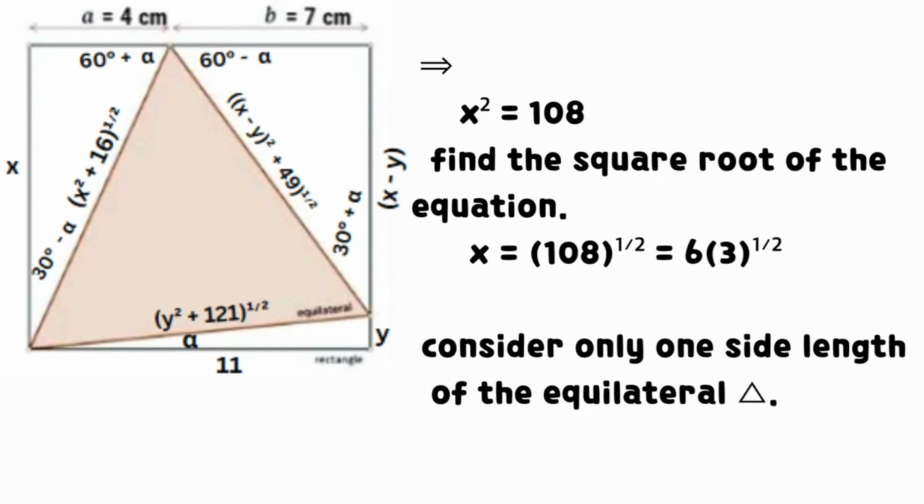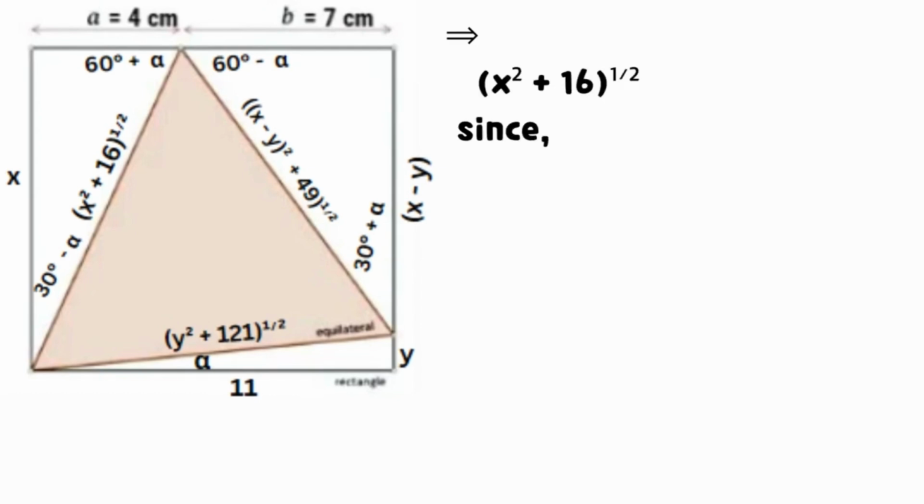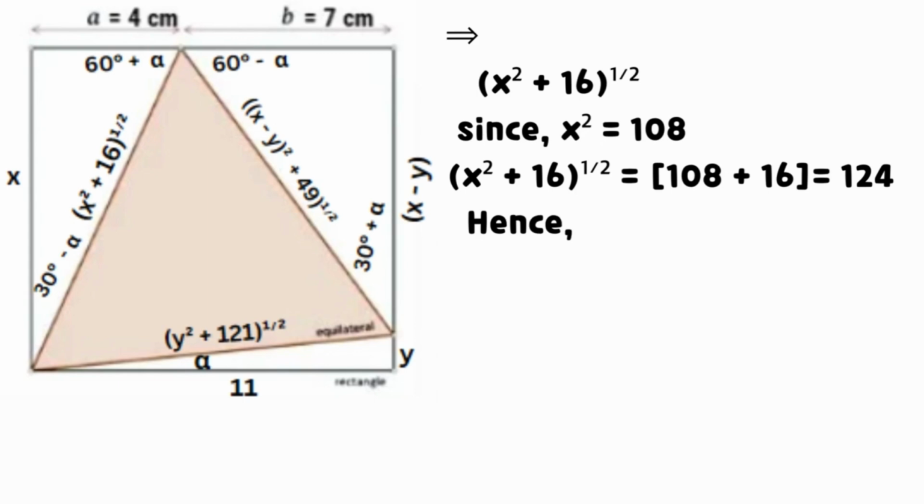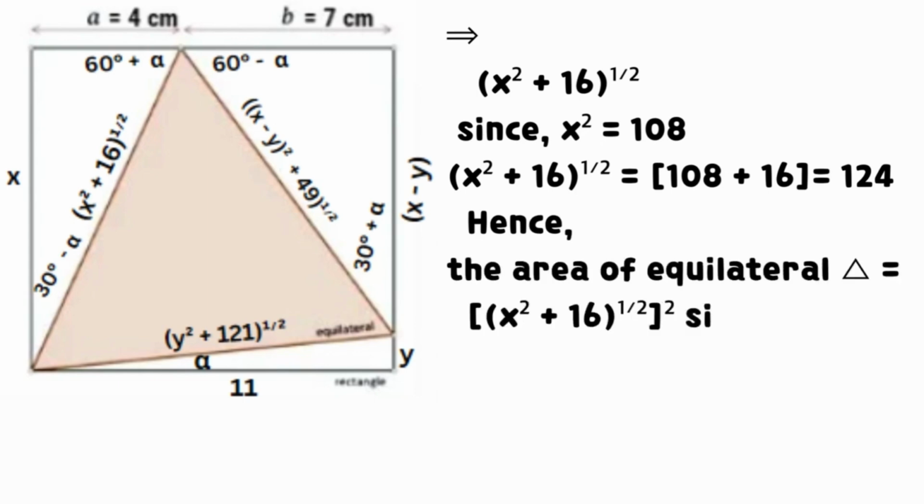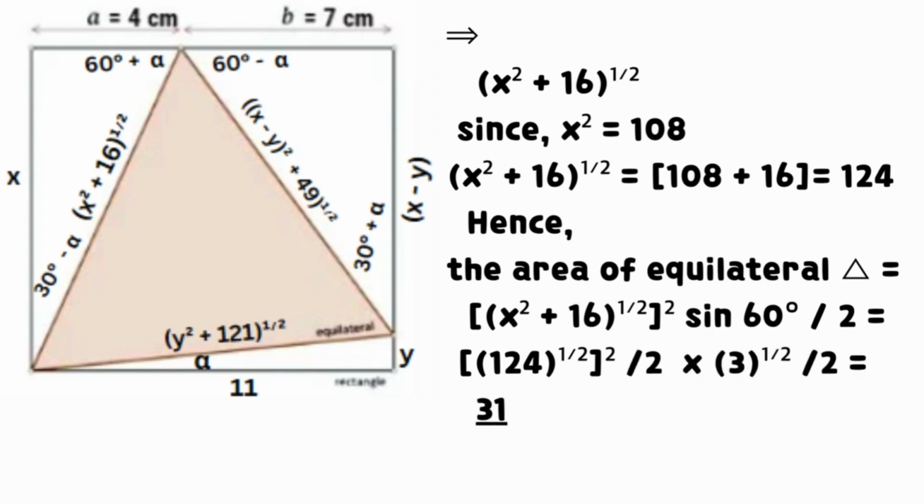Find the square root of the equation. x equals the square root of 108, which equals the product of 6 and the square root of 3. Consider only one side length of the equilateral triangle. Thus, we have the square root of the sum of the square of x and 16. Since the square of x equals 108, this implies that the sum of 108 and 16 equals 124.